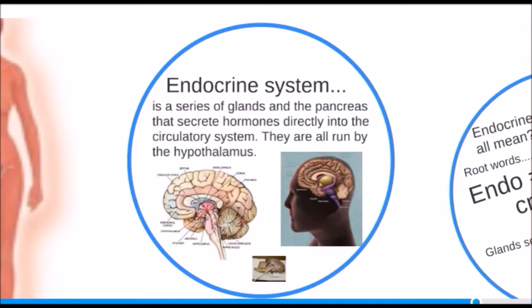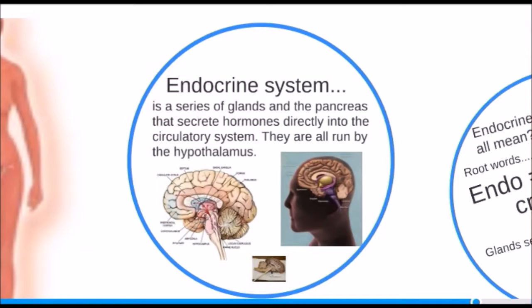So we're going to talk about this really quickly. There's a lot of slides here about the endocrine system, but we don't need to know too much about it. Just the fact that endo actually means within, and crin means to secrete. So literally the word endocrine means to secrete from within.